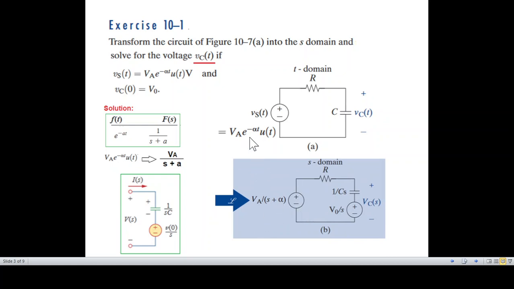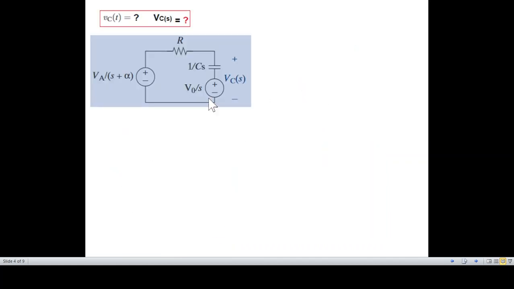So our circuit will now become like this. So this is VA over S plus A, R remains the same, the capacitor becomes 1 over SC or CS, and this will become V0 over S. Now in our case, V0 is capital V0, so V0 over S, and this is VC(s). Okay, so the question says we have to find VC(t) in time domain. So in the S domain or the Laplace domain, it will become VC(s). So we need to find this VC(s).